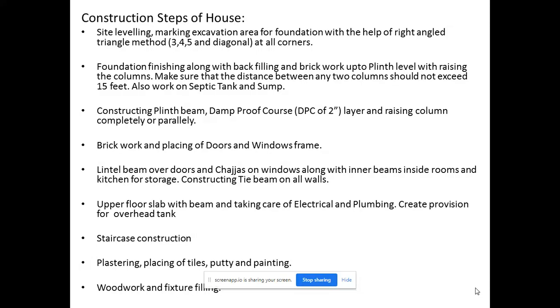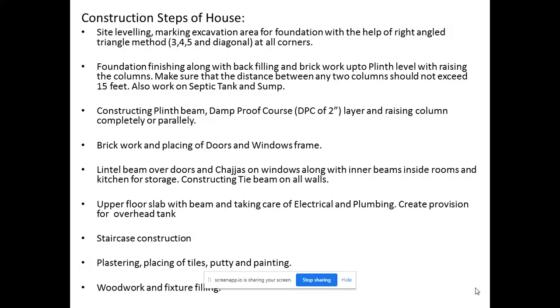First would be site leveling, marking the excavation area for the foundation with the right angle triangle method at all corners, foundation finishing along with backfilling, brickwork up to plinth level, and raising the columns. In this process, make sure that the distance between any 2 columns should not exceed 15 feet. Also work on the septic tank in parallel.